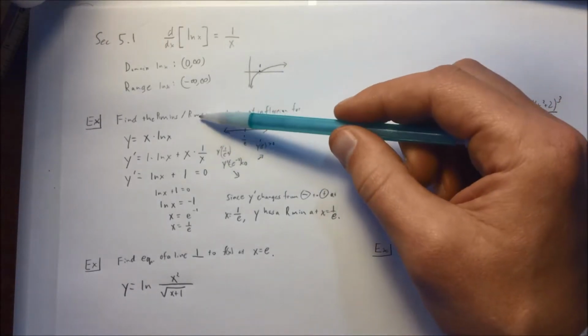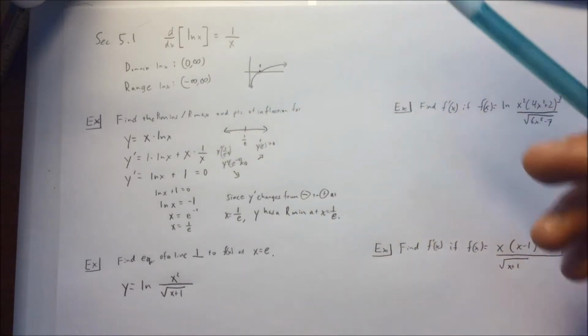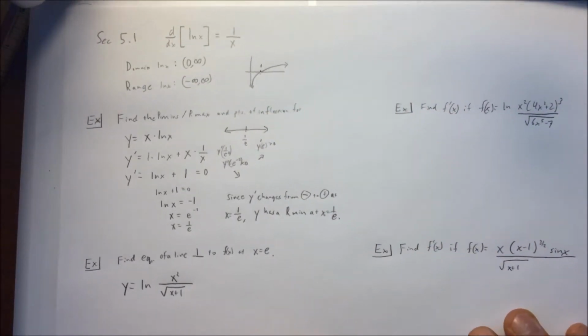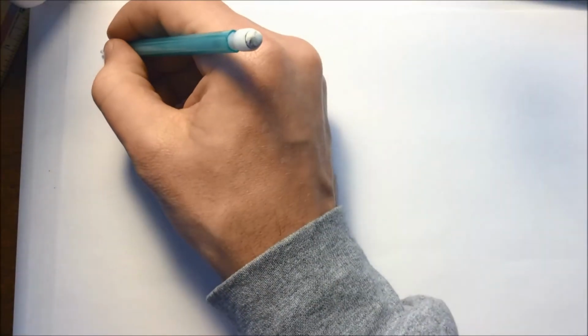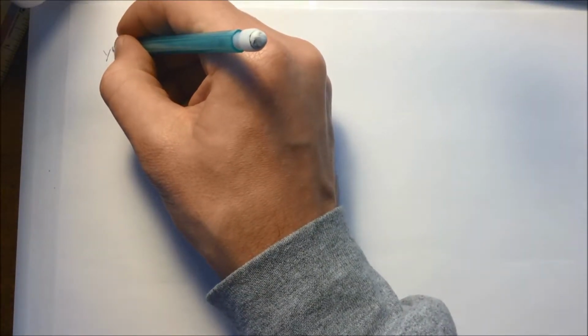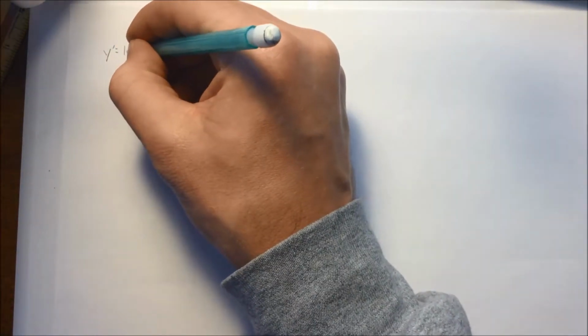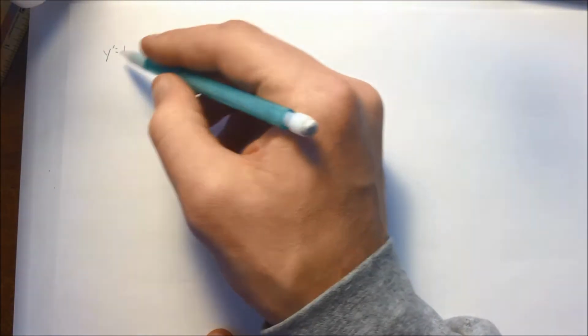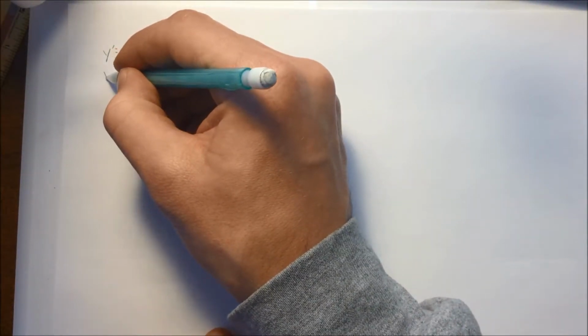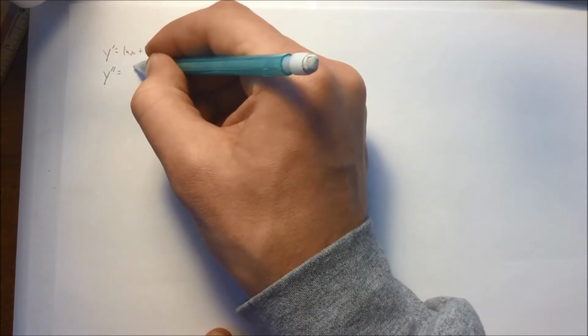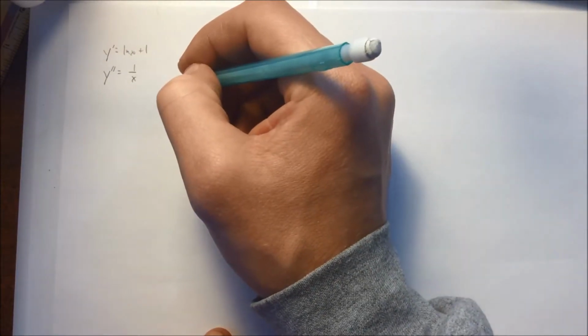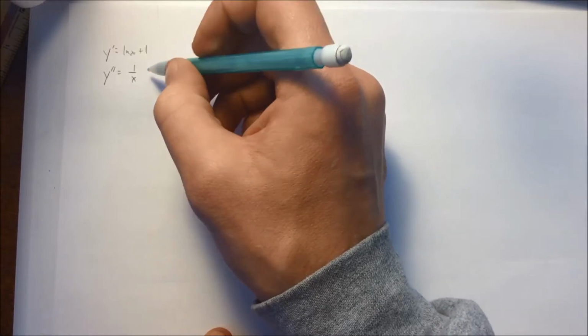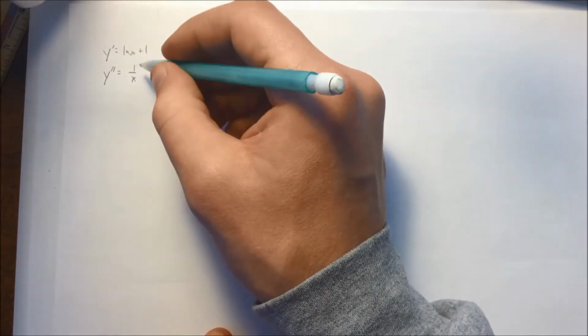All right, now checking to see when it has any points of inflection here. Let's do this on a slightly different piece of paper here. For this, we knew that y prime was natural log of x plus 1. To find points of inflection, I have to take the second derivative of the original function, so I'm going to derive that again and get 1 over x. And I've got to find out when 1 over x changes from positive to negative.